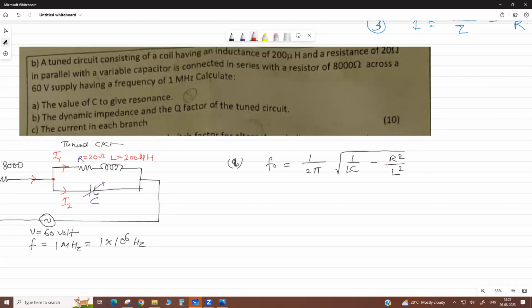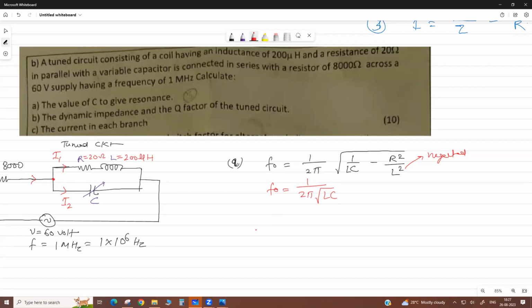Actually, we neglect this portion. If we neglect this, it is negated. Then F naught equals 1 by 2 pi under root LC, like in a series circuit. So if you know the value of L and C, then we can calculate the frequency.